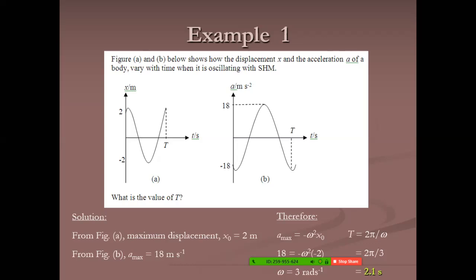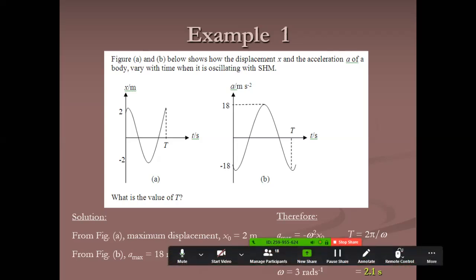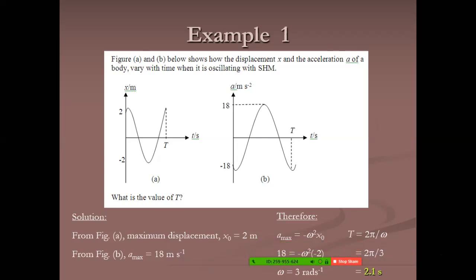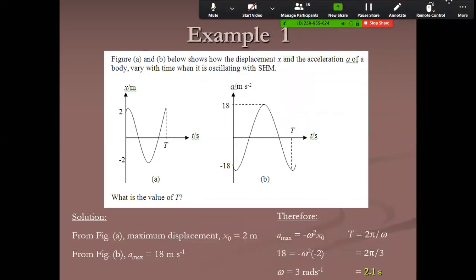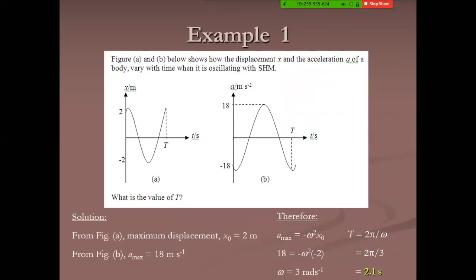Okay, let me go through this. Look at the graph here. So read the question. Figure A below shows how the displacement x and the acceleration A of a body vary. This is the displacement. Assume it's a cos graph, and A should be the opposite of the x graph. They're asking how these vary with time t in SHM.